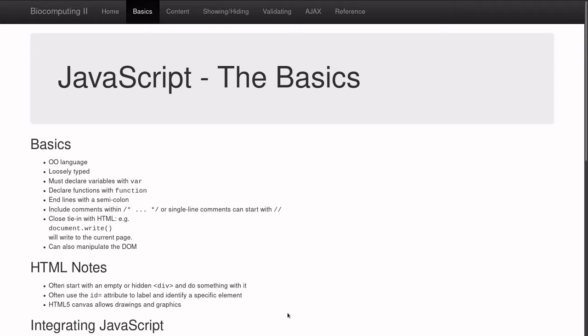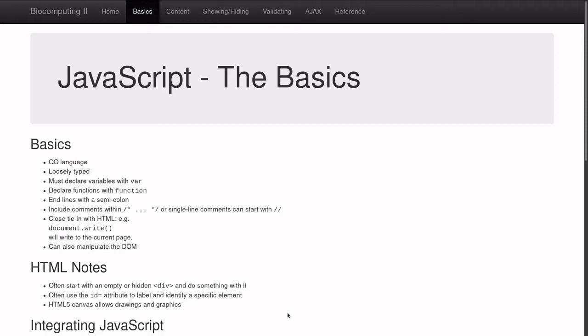It says here you must declare variables with var. That's not altogether true, but it's highly recommended. Using var limits the scope of a variable. It restricts the scope of the variable to the function in which it is defined. Functions are declared with the function keyword.